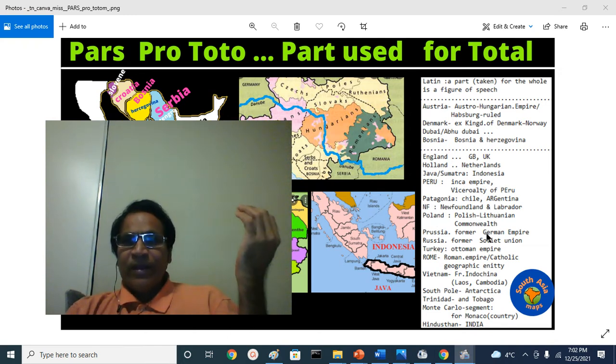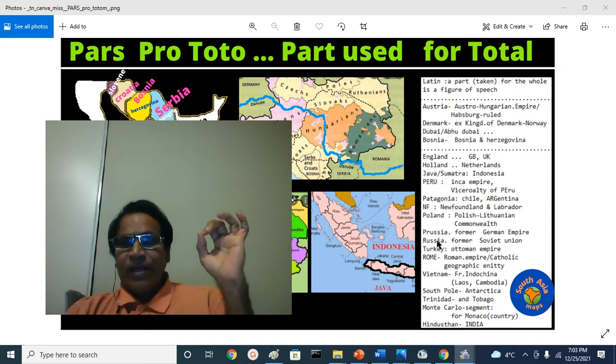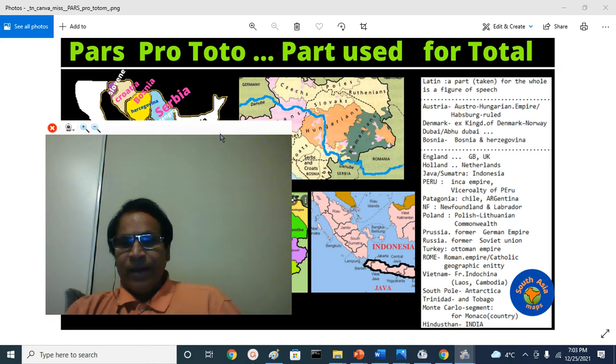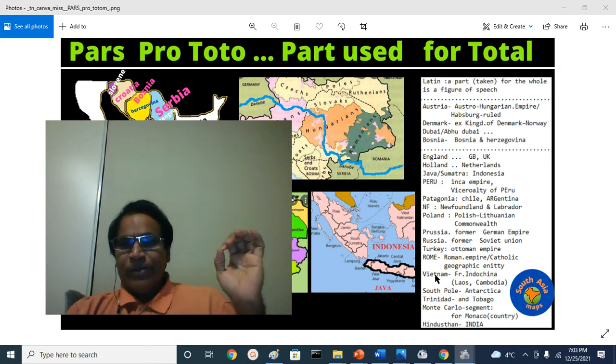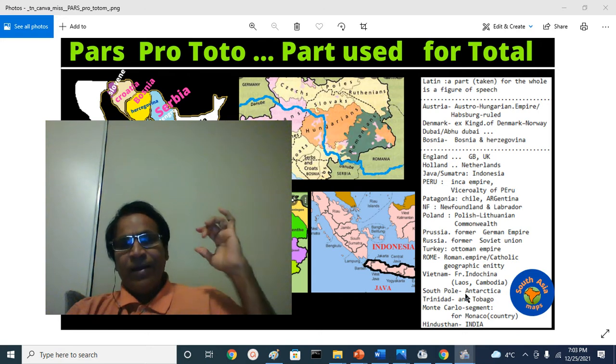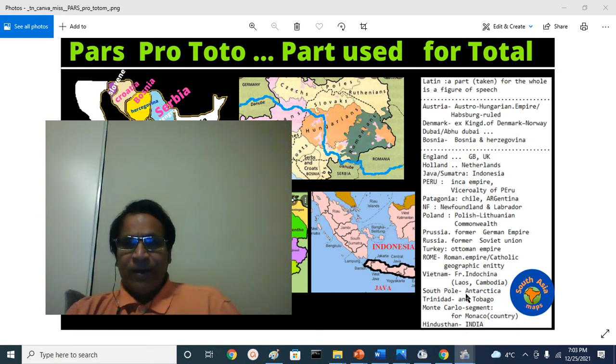Patagonia, a small arid region in South America, used for Chile and Argentina, Newfoundland, an island, used for a bigger province, Newfoundland and Labrador, a small country, Poland, used for a bigger republic or kingdom, the Polish-Lithuanian Republic, a small region, kingdom, Prussia, used for the entire German Empire, a small region, republic, Russia, used for the entire Russian Empire or Soviet Union, a small area, Turkey, for the entire Ottoman Empire, a small area, Rome, used for the entire Roman Empire as well as the later Roman Catholic imperialism, a small country, Vietnam, used for the entire Indochina, that is Vietnam, Laos, Cambodia, a small South Pole used for the entire bigger 14 million square kilometers Antarctica, that is 2 times the size of Australia.